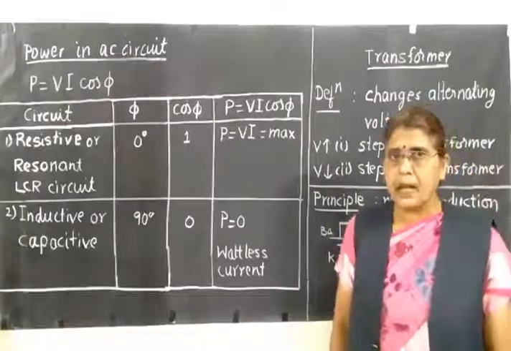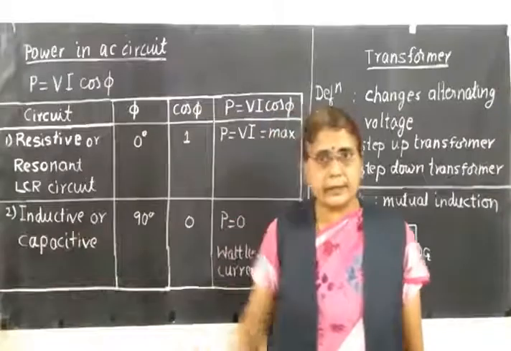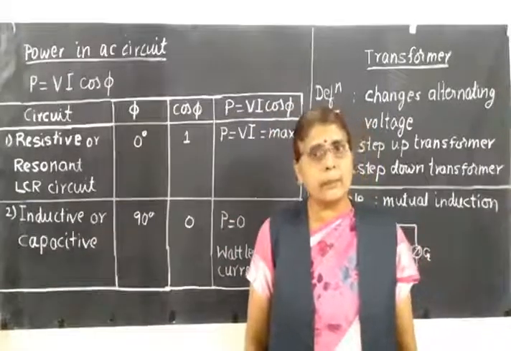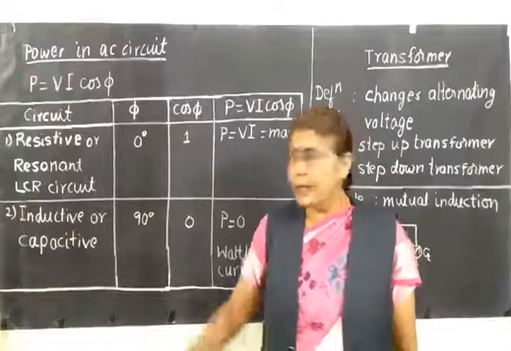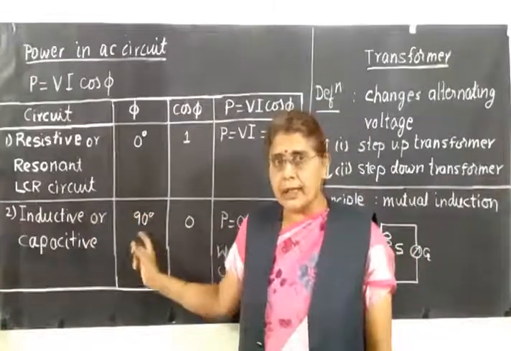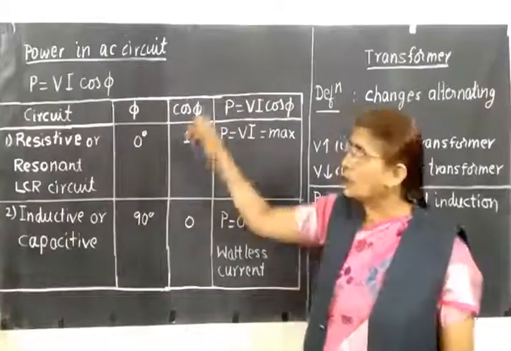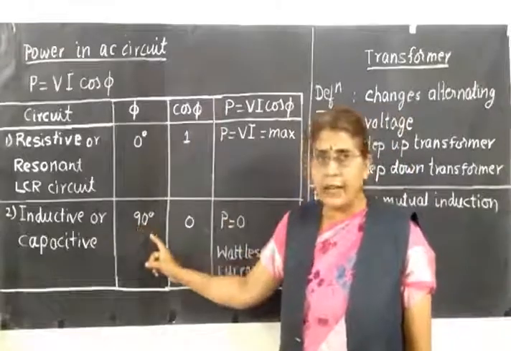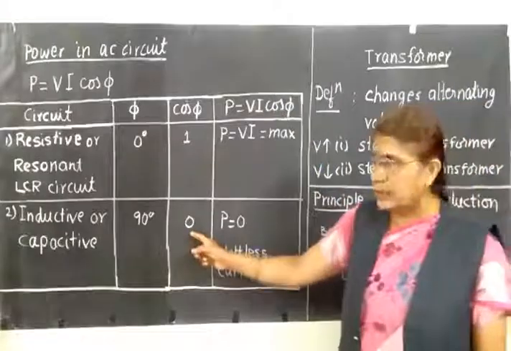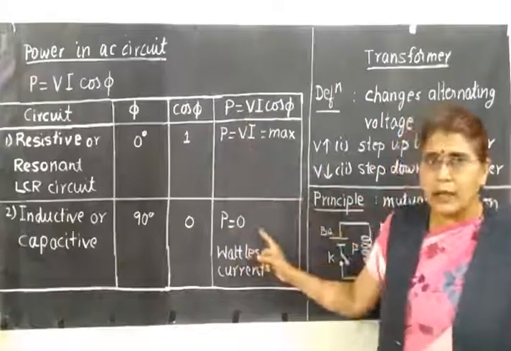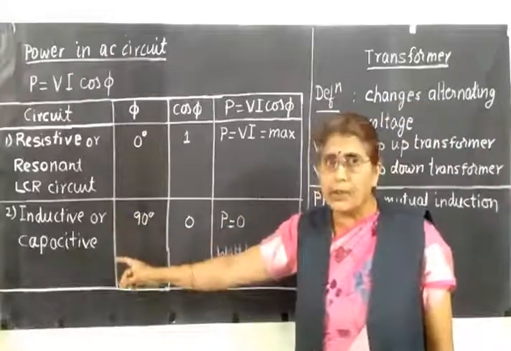Now let us go to an inductive or capacitive circuit. We have seen that in an inductive or capacitive circuit, there is a phase difference of pi by 2 between the voltage and current. So here phi is equal to 90 degrees. Cos of phi is nothing but cos of 90 degrees, and it is equal to 0. Therefore P is equal to 0. That is, no power is dissipated in an inductive or capacitive circuit.